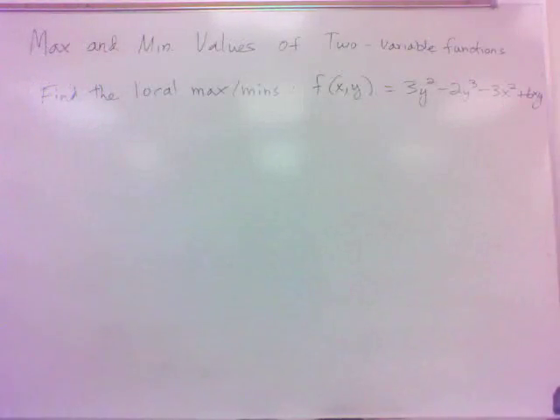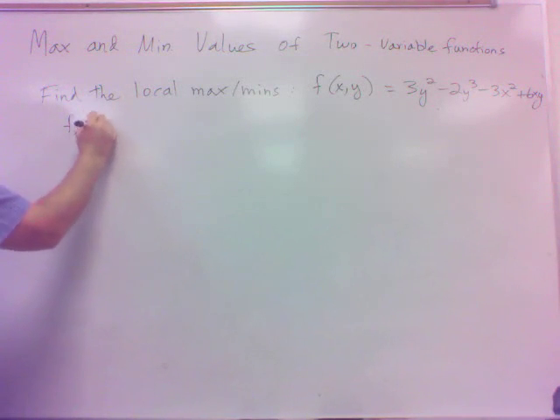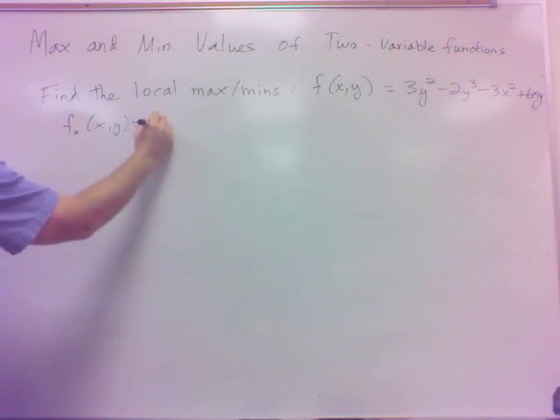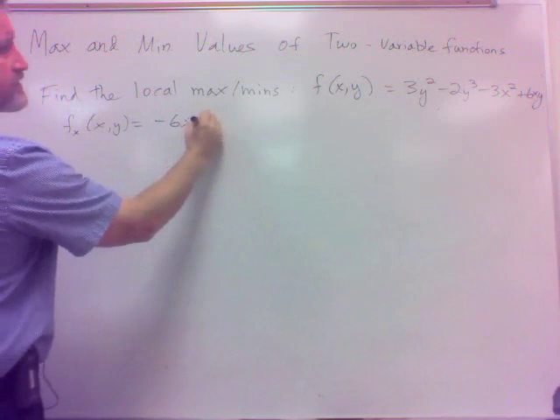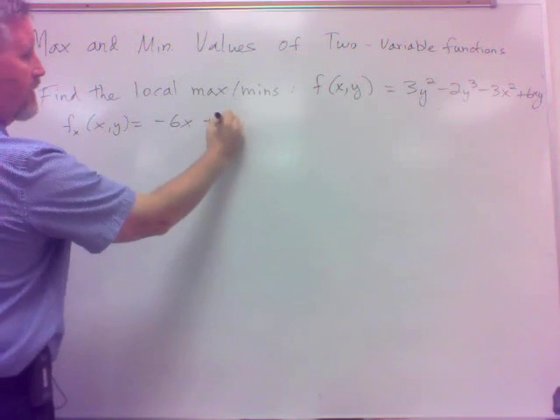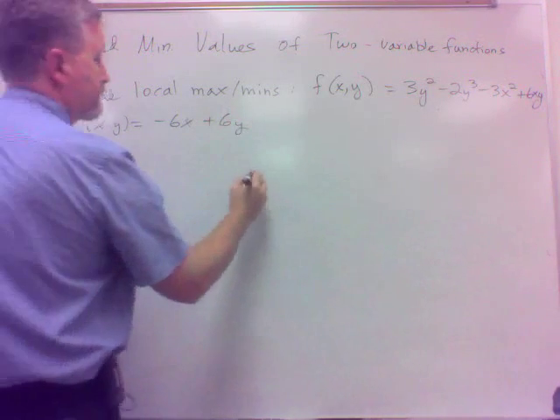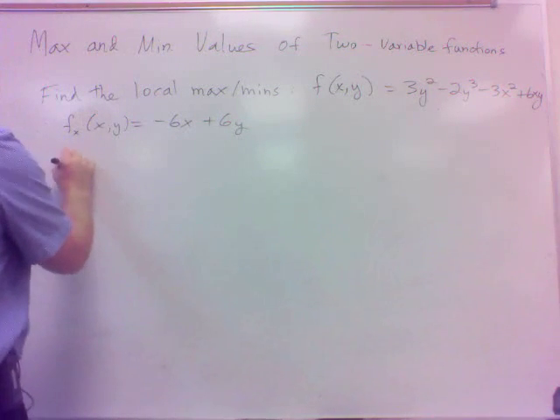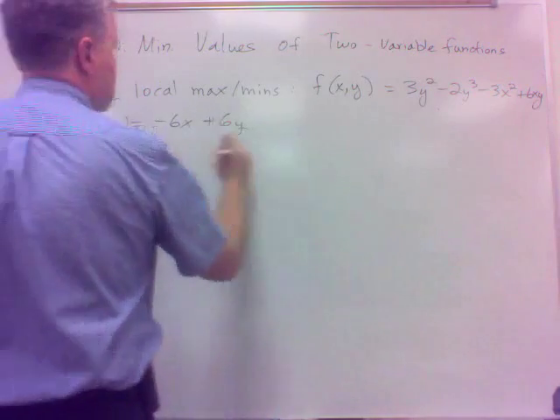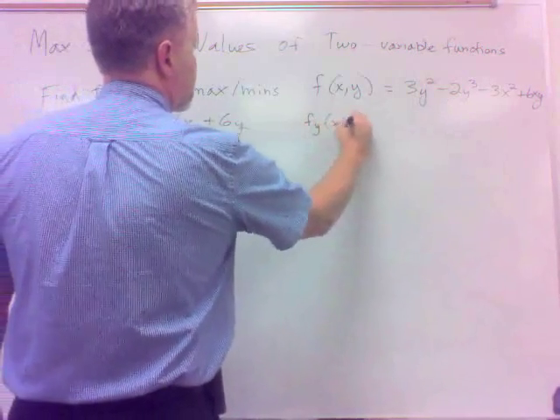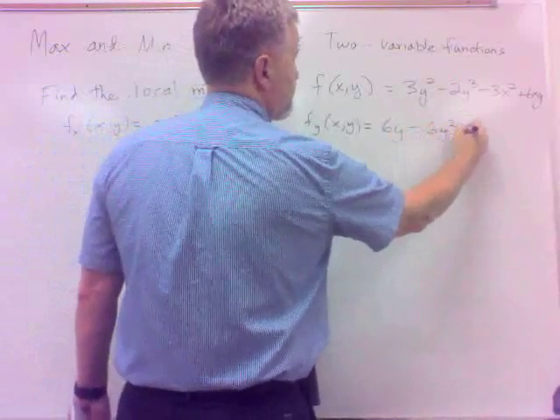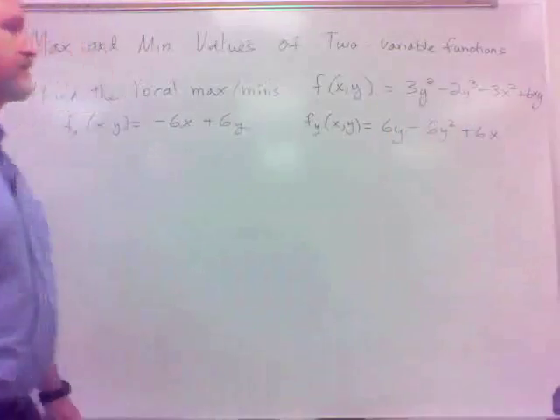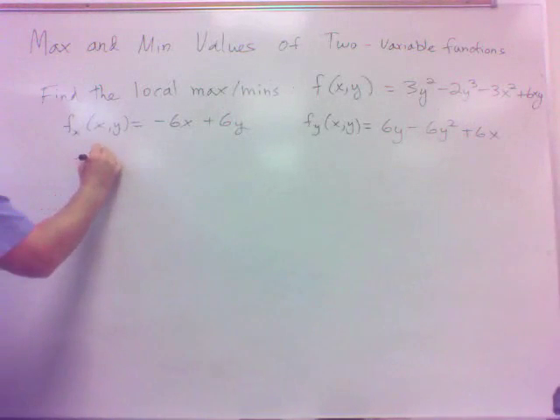Okay. All right, so we need the first derivatives, partial derivatives. So that would be, partial with respect to x, negative 6x plus 6y. And then the partial with respect to y would be 6y minus 6y squared plus 6x. Set them equal to 0.